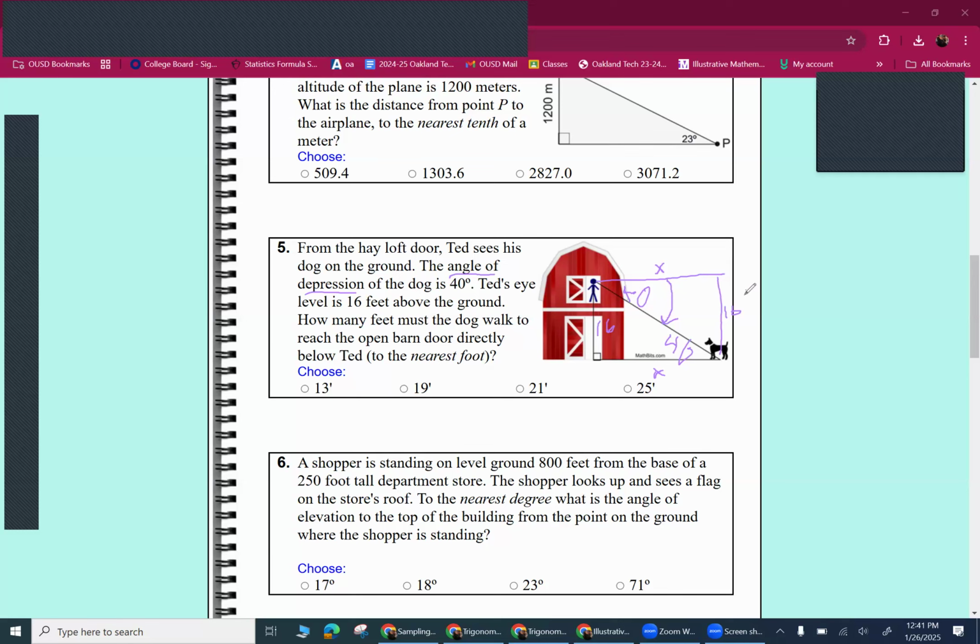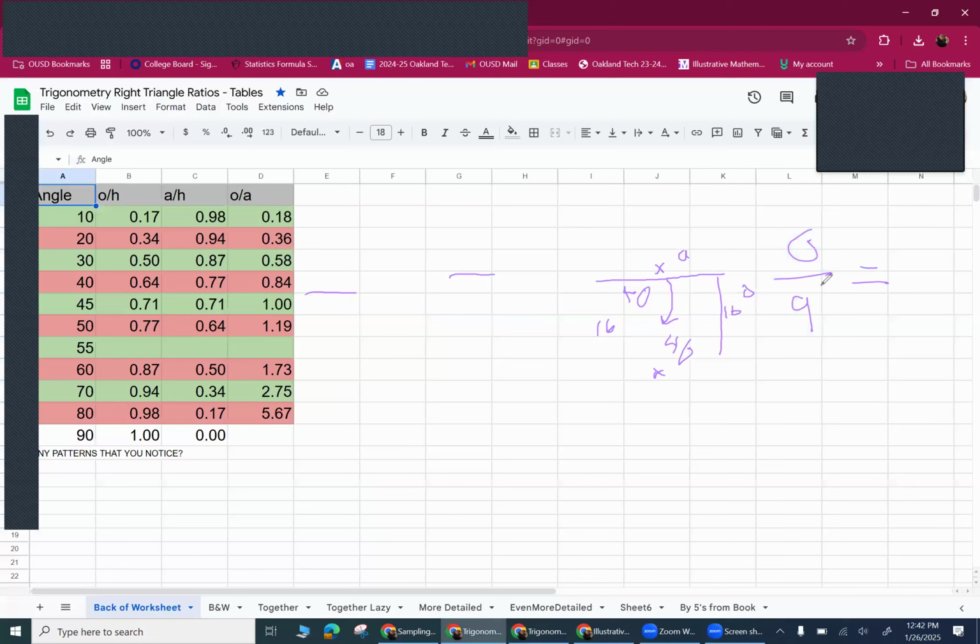So we got opposite, we got adjacent. I don't need the hypotenuse. So I know opposite over adjacent for 40 degrees. I'm going to go to my table for 40 degrees. Opposite over adjacent for 40 degrees. I got it. 0.84.